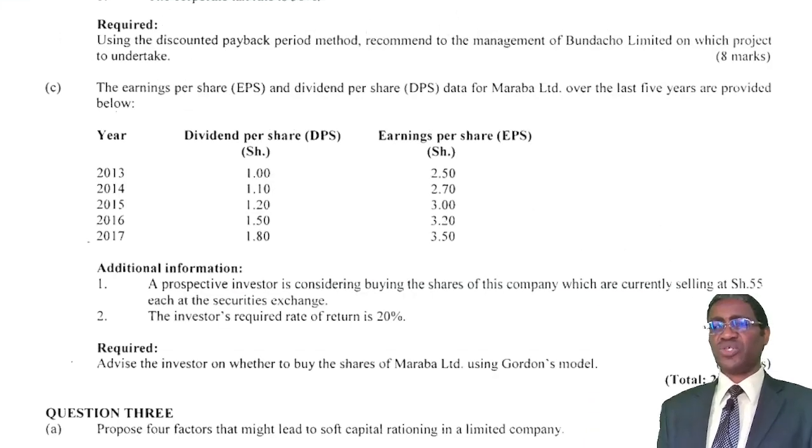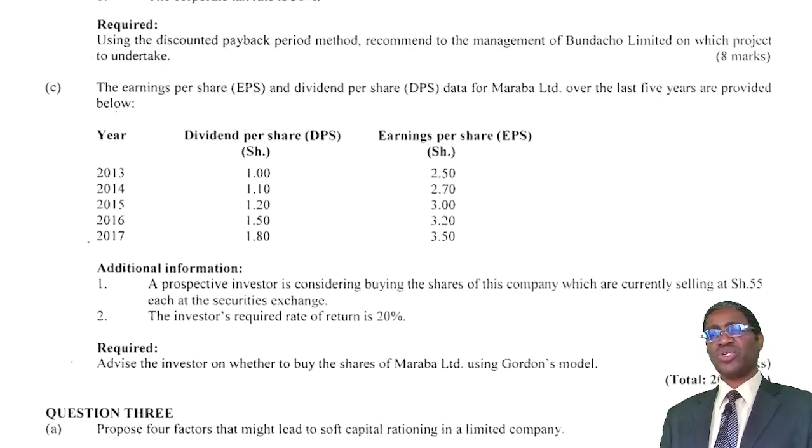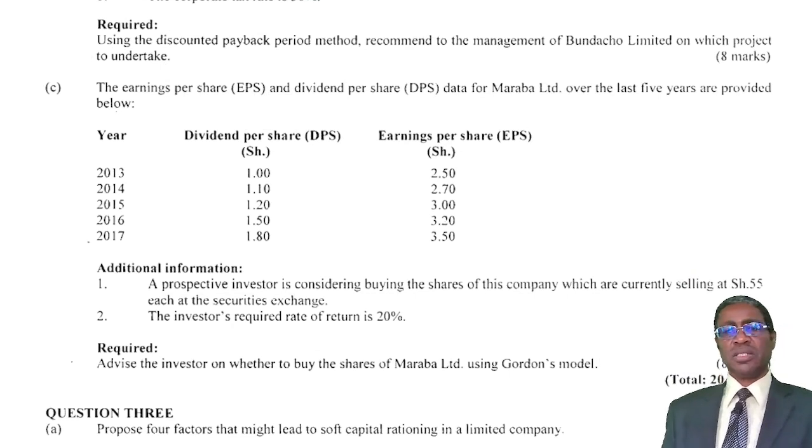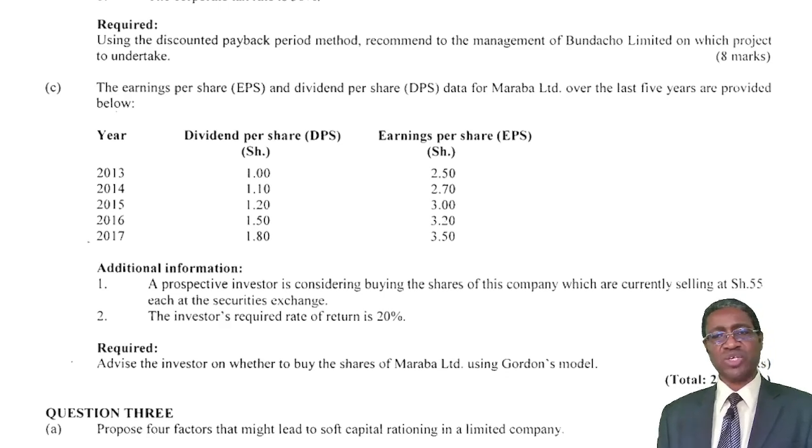So that's the first question I want us to do. It's a question that came in November 2018, question number 2C. That's the one I want us to do first.